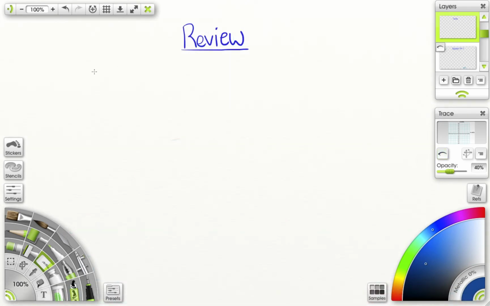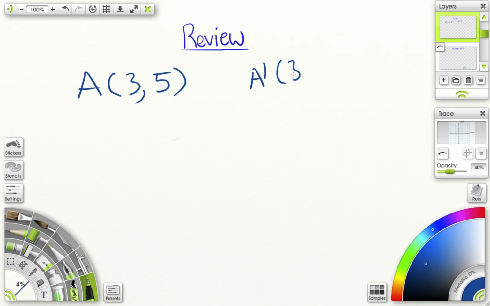Let's say I have the point A, which is (3, 5), and I'm reflecting it over the x-axis. What's the rule when I'm reflecting it over the x-axis? A prime, which is my reflection: my x-coordinate stays the same, so 3 remains 3, and my y becomes the opposite, which becomes negative 5. So that's going about the x-axis.